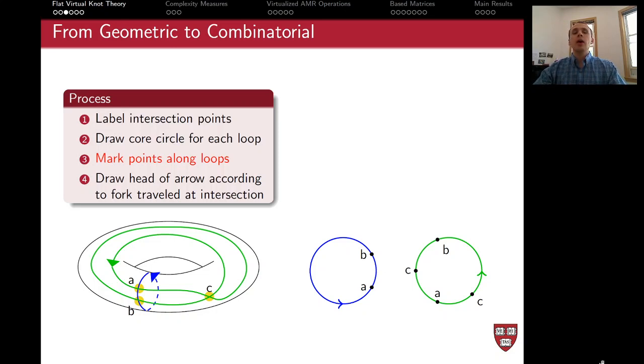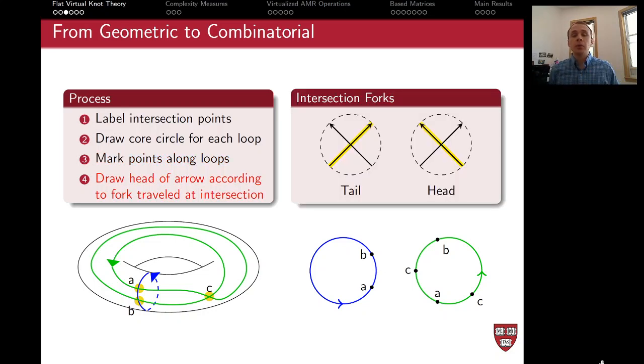What we need to decide on is the ordering of points. And to do that, we want to look at positive or negative bases of the tangent space, where we're thinking of the first element of the positive basis being the tail of your arrow and the second element being the head. So what this really means is when you get to an intersection, there are two forks you can travel along, the left or right fork.